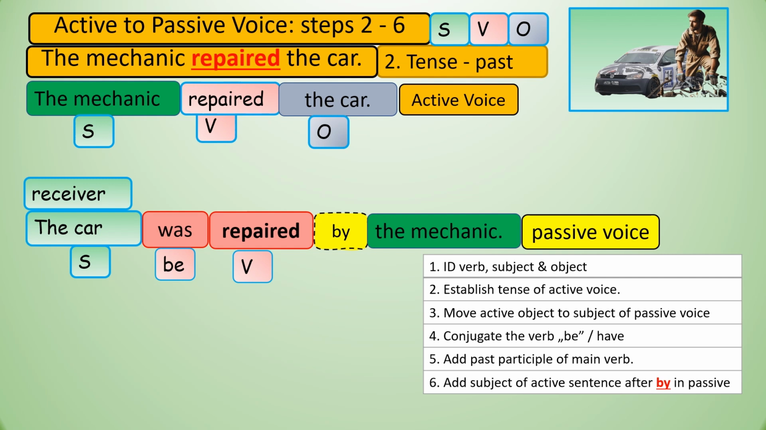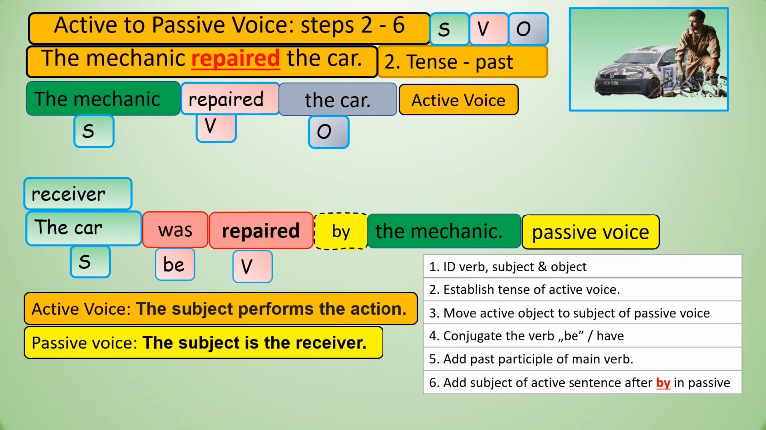Let's give the active again. The mechanic repaired the car, active voice. The car was repaired by the mechanic, passive voice. And that concludes our steps 1 to 6. Active voice. The subject performs the action. Passive voice. The subject is a receiver of the action.